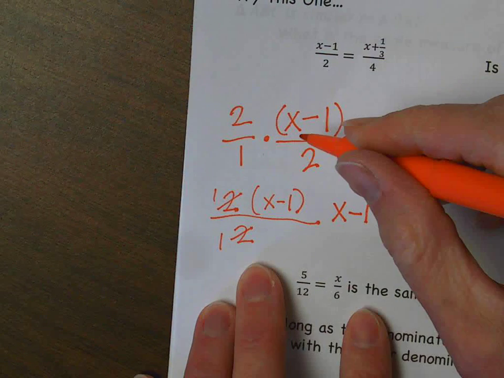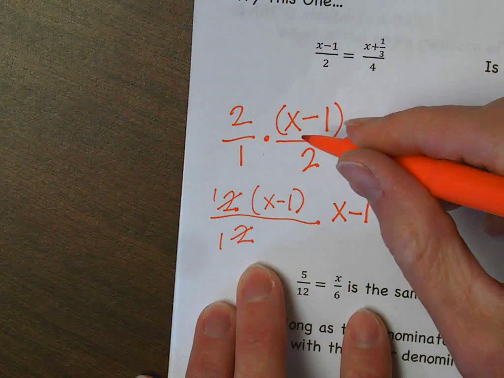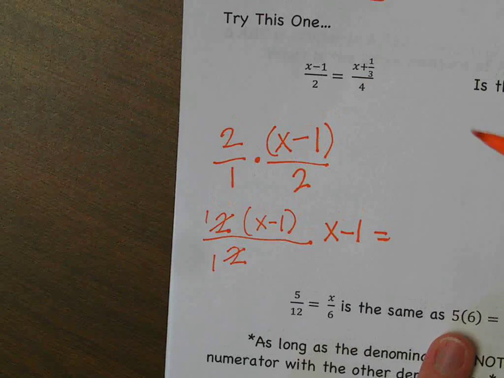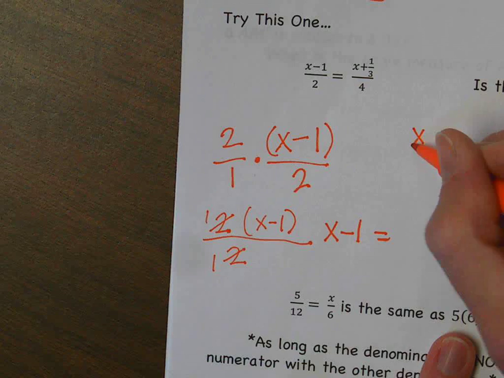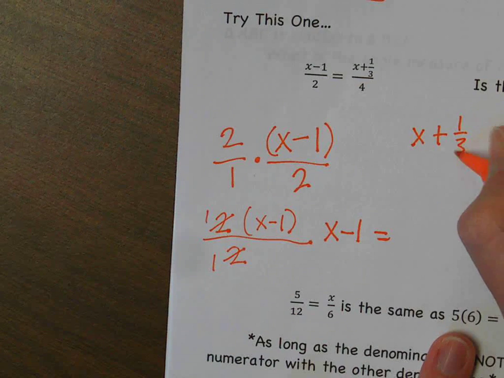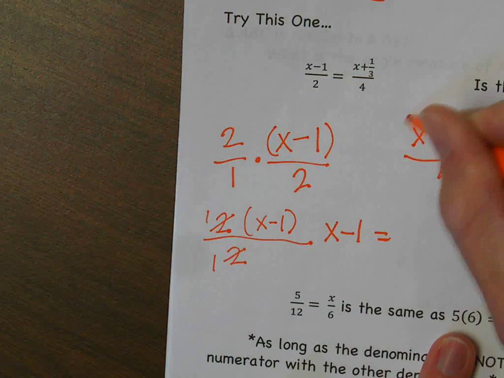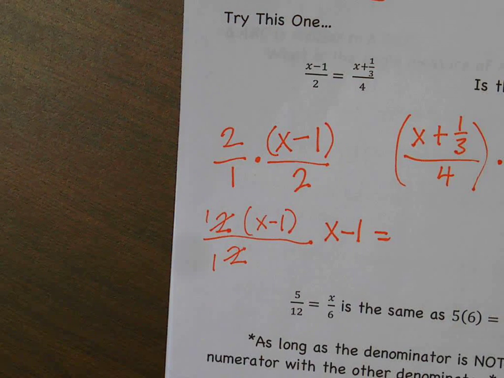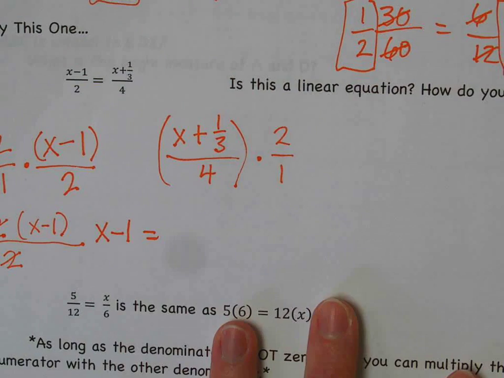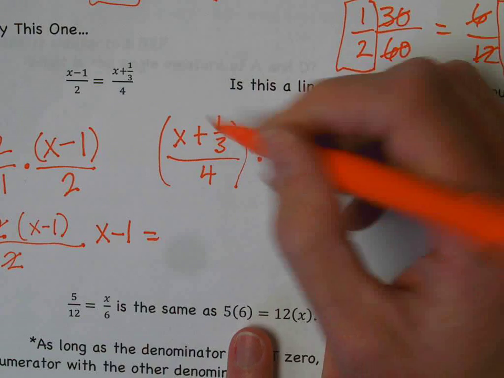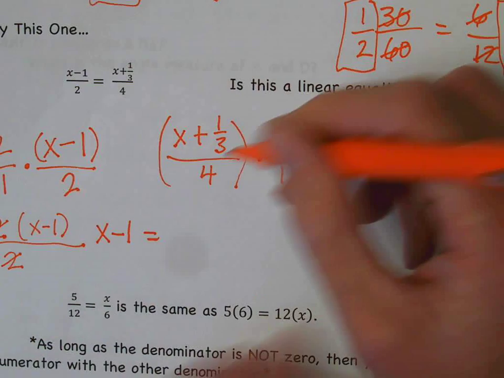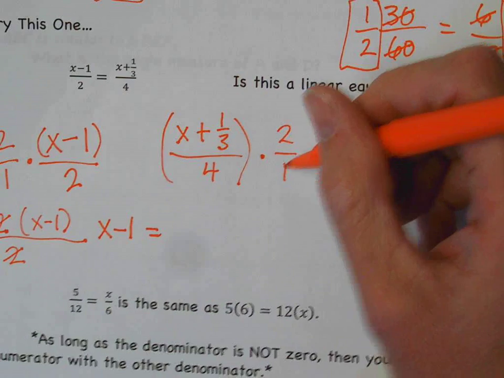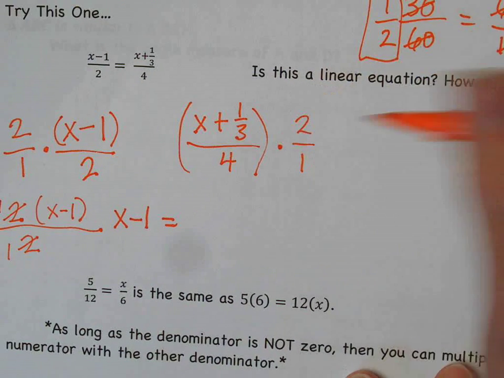But remember, in order to do this, what you do to one side of your equation, because you changed it, you have to balance the other side of the equation and do the same thing. So now I'm going to take x plus 1/3 divided by 4, and I have to take all of that and multiply it by 2 over 1. Oh, you can't even see it, so let me move over here. So I have to take all of this and multiply it by 2 over 1, because what you do to one side, you have to do to the other.